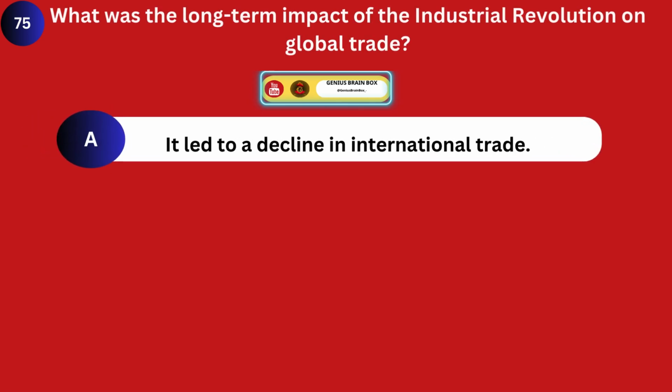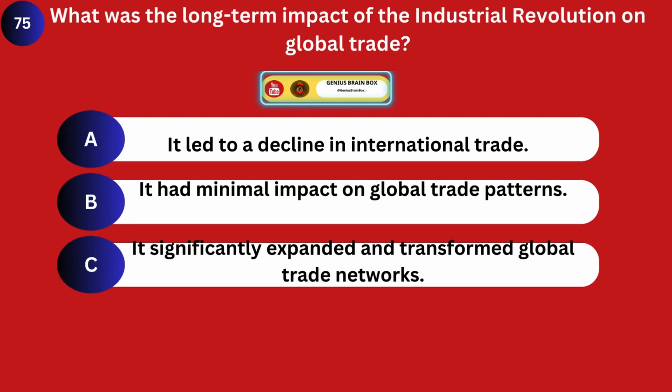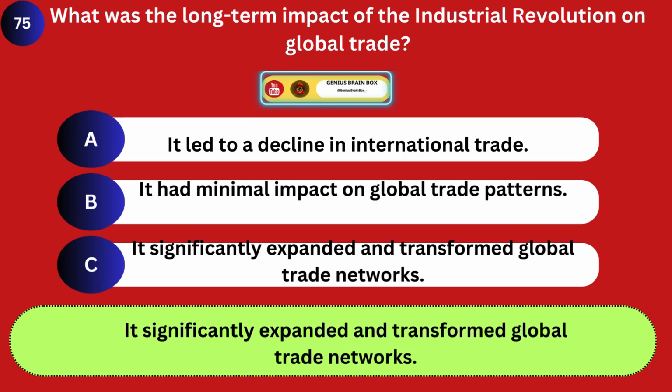What was the long-term impact of the Industrial Revolution on global trade? Option A: it led to a decline in international trade. Option B: it had minimal impact on global trade patterns. Option C: it significantly expanded and transformed global trade networks. Correct answer is it significantly expanded and transformed global trade networks.